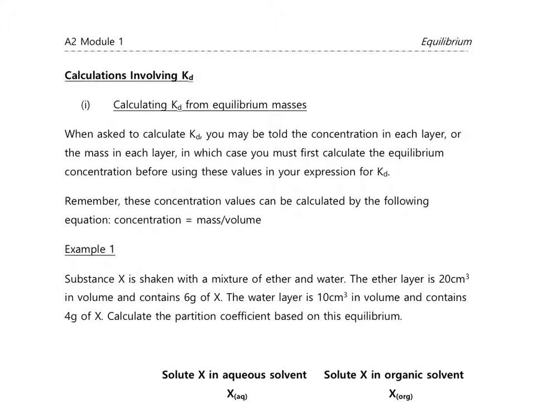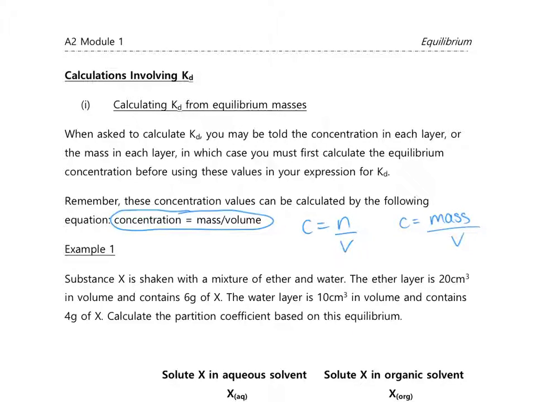So because KD is simply a ratio, hopefully you'll find that the calculations involving KD are a little bit more straightforward. The very simplest case is if you're given the equilibrium concentration in each layer or the equilibrium mass in each layer, in which case you have to first calculate the concentration in each layer. That's very simply done using this equation: concentration is mass over volume. We would normally use the equation as concentration is the number of moles over volume, but as we discussed on the previous page, we can use mass instead of the number of moles. So concentration is mass over volume.